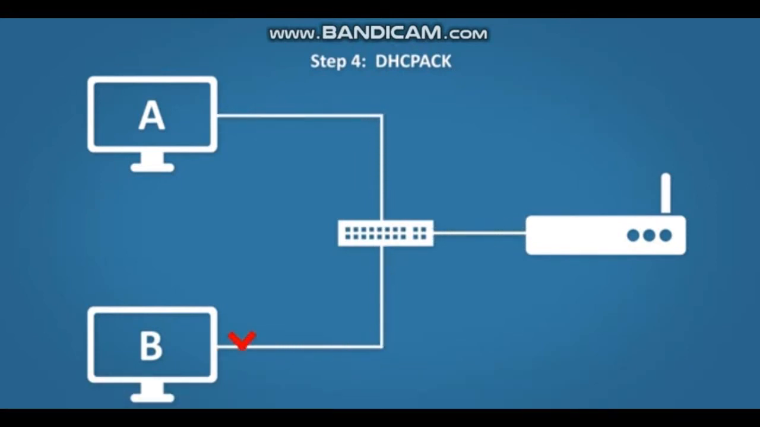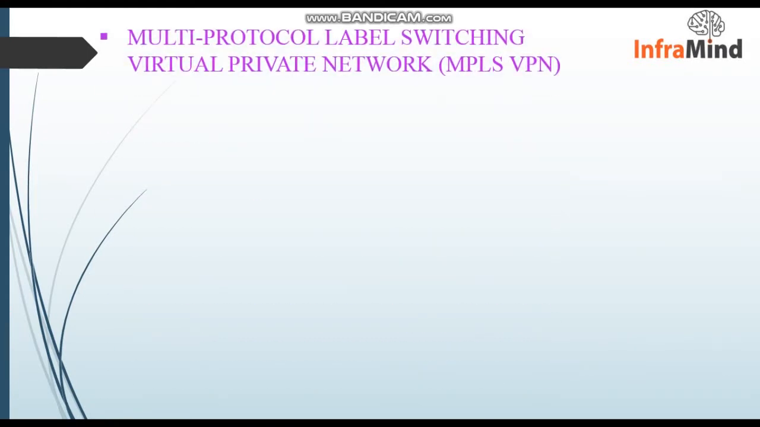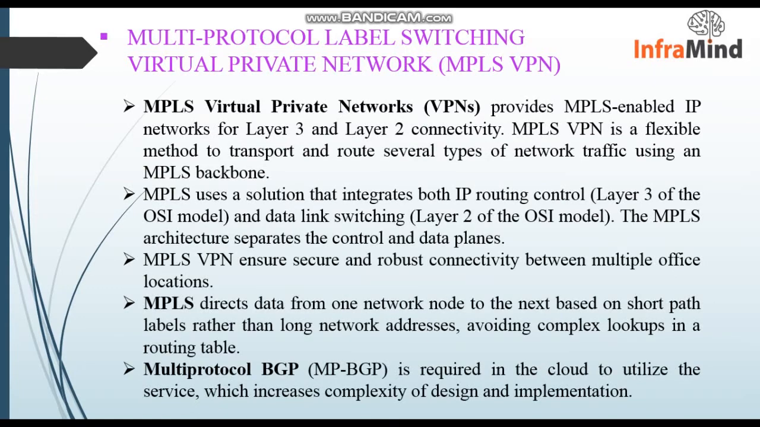Multi-protocol label switching virtual private network. MPLS VPN provides MPLS-enabled IP networks for Layer 3 and Layer 2 connectivity. MPLS VPN is a flexible method to transport and route several types of network traffic using an MPLS backbone. And MPLS uses a solution that integrates both IP routing control and data link switching.